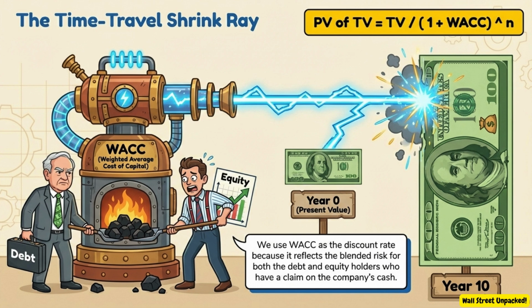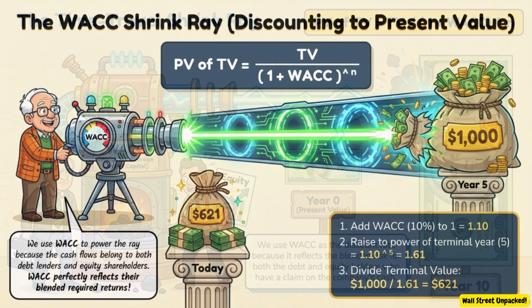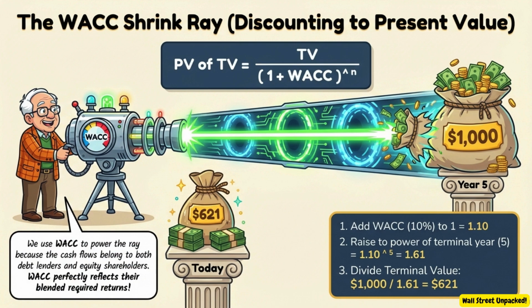We use the WACC here because it perfectly captures the blended risk for everyone who has put capital into the company, both the lenders and the owners. Let's see this in action. Imagine our calculated terminal value is $1,000 at the end of a 5-year forecast, and our WACC is 10%. Our divisor is 1.10 raised to the power of 5, which comes out to about 1.61. We just divide that future $1,000 by 1.61, and we find its value today is only $621. I mean, that's the incredible power of discounting in action.